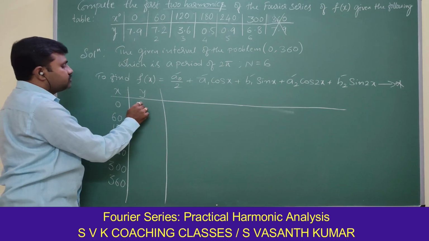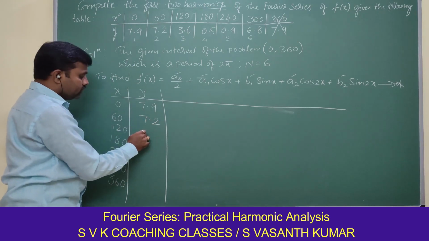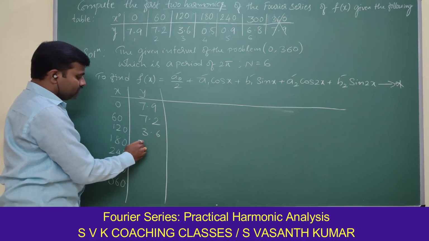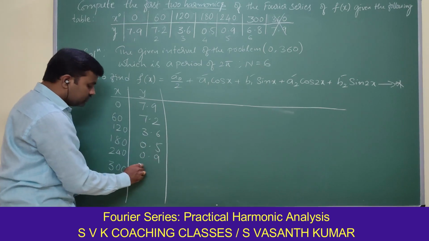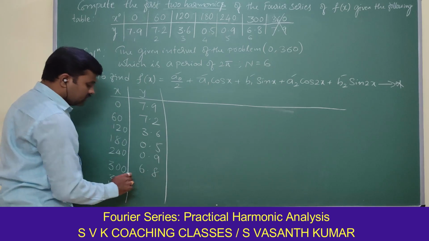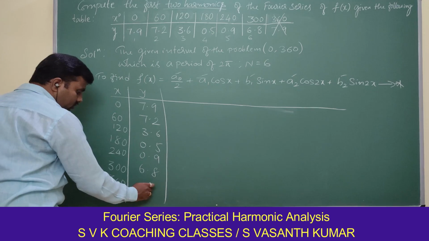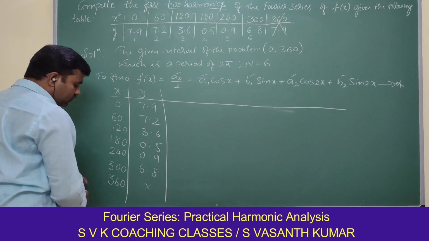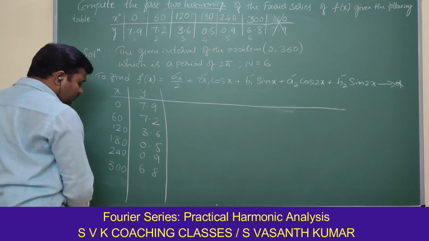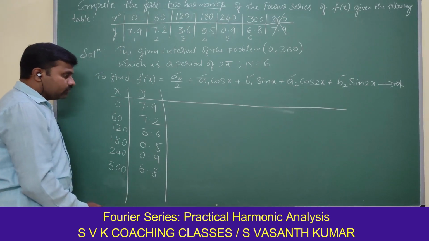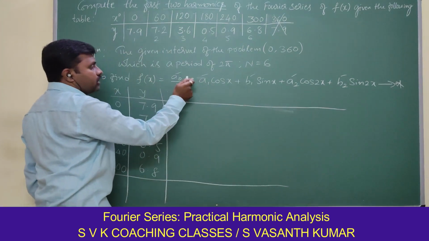Similarly, the y values are given as 7.9, 7.2, 3.6, 0.5, 0.9, 6.8, and the value for 360 is not given, so we are not going to write down that value, so we can omit it. If they give it also, you should omit that value. So now find the required values.